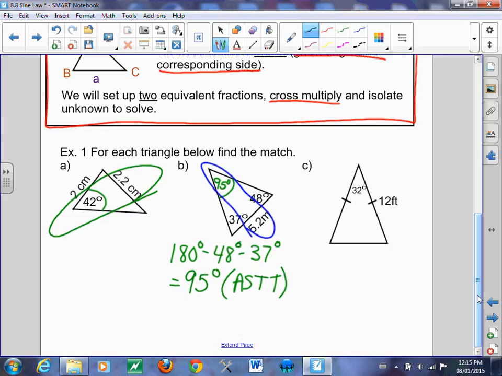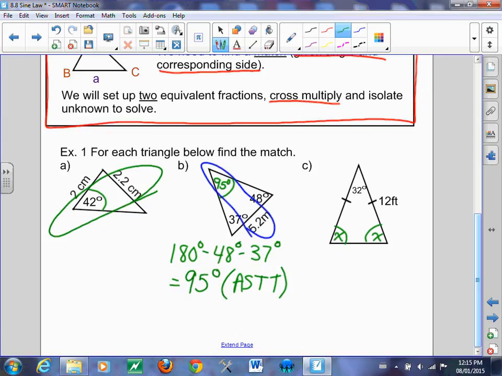Example C here, ladies and gentlemen. We've got one angle given and no side length given, but then we're given another side length. The key here, folks, is in this triangle. Hopefully you notice those tick marks. Those indicate that it's an isosceles triangle. So what does that tell us, folks? That the two base angles must be the same. These have to be the same. So we can solve for them, ladies and gentlemen.